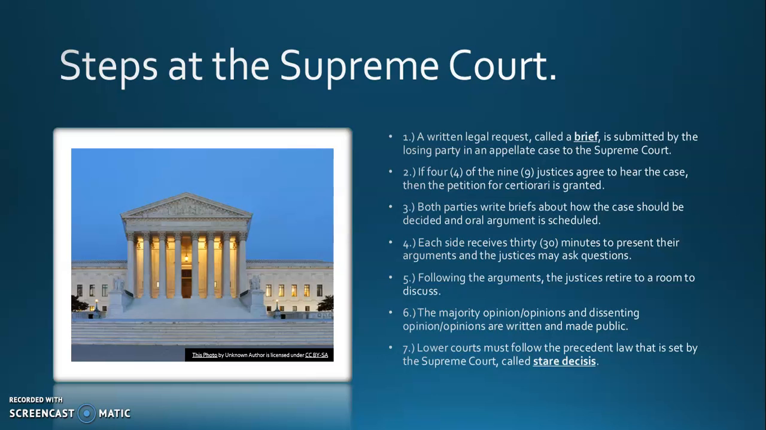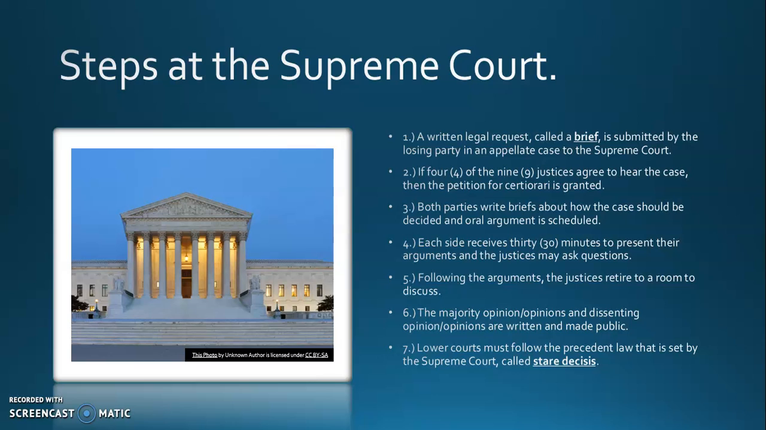All the information from the lower courts is brought up as well. Number 3, both parties write briefs about how the case should be decided, whether the decision should be overturned or kept, and the oral argument is scheduled.